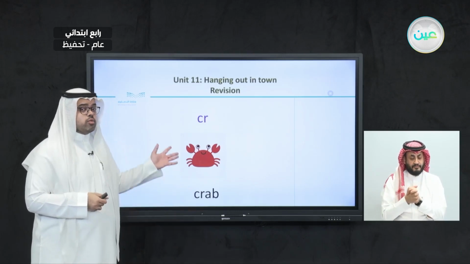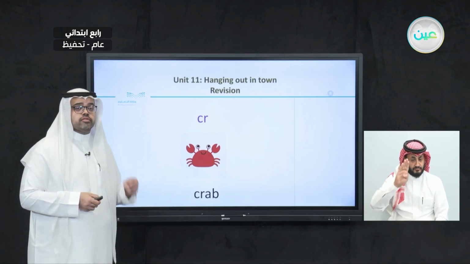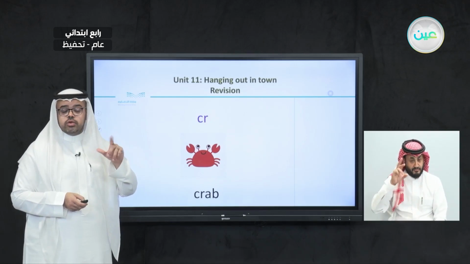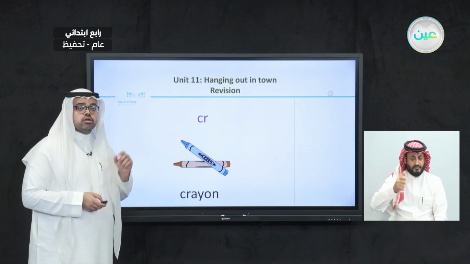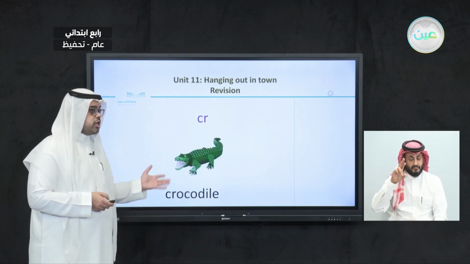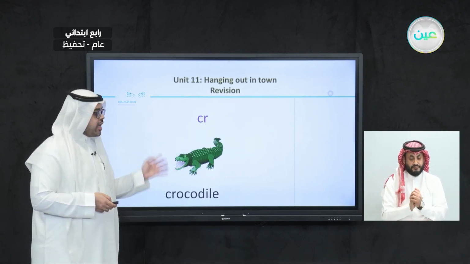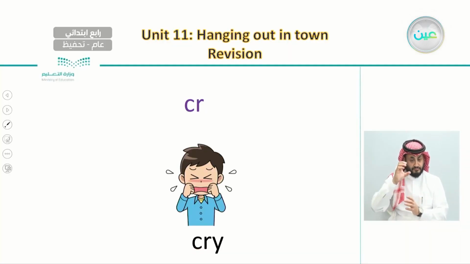As we have here with the blend of C and R, we should pronounce this word as crab, crab. You see, CR is in one unit, crab. And also the second one, crayon, crayon. And the third one, crocodile, crocodile. And the last one, we should start C and R and pronounce it in one unit, as in cry.